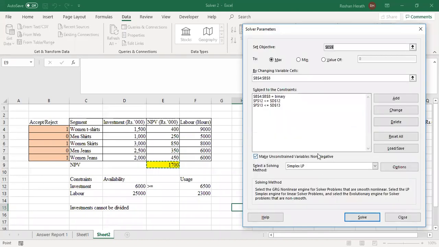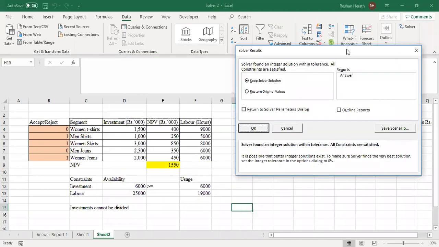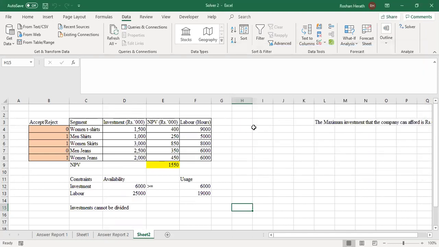Make sure to make unconstrained variables non-negative. Assume the relationship is always simple, linear. Now if you run this, then you can see this must be the desirable projects that you should go ahead with. So earlier you had planned for something else, but now you can see that it has been changed. So according to the new situation, by satisfying the given constraints, what you can achieve is 1,550,000.